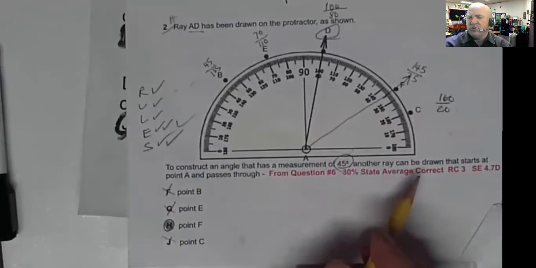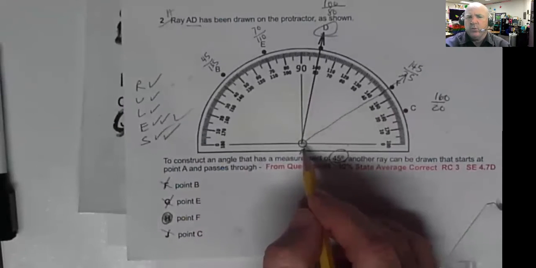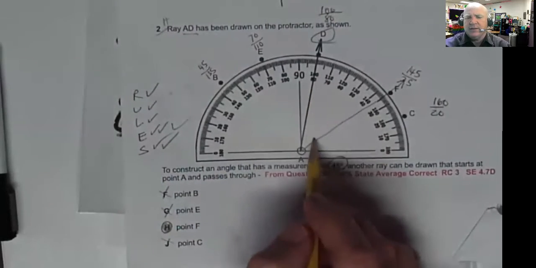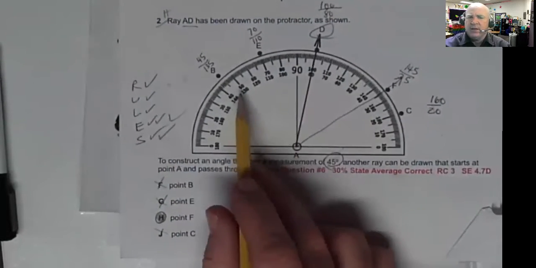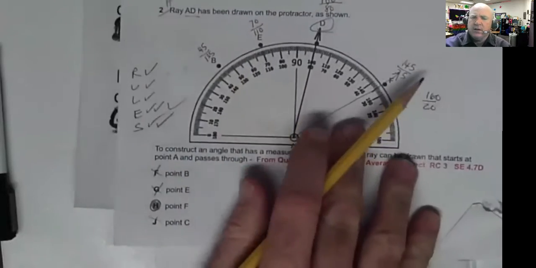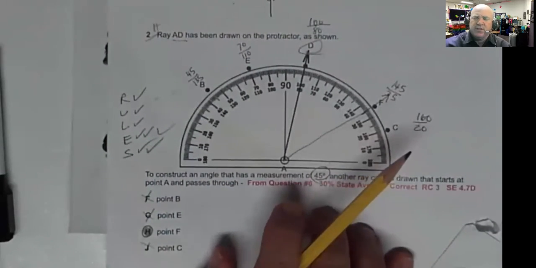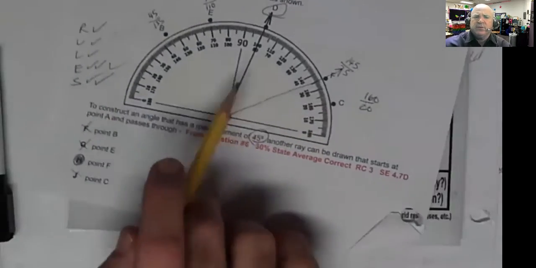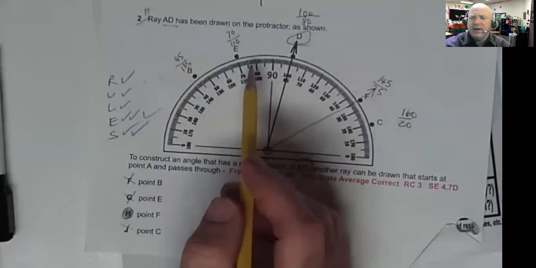Another ray can be drawn that starts at point A, which is 1 part of AD, and goes through either B, E, F, or C. And so you've got to think which angle of those looks closest. Well, sometimes you can't tell by eye.